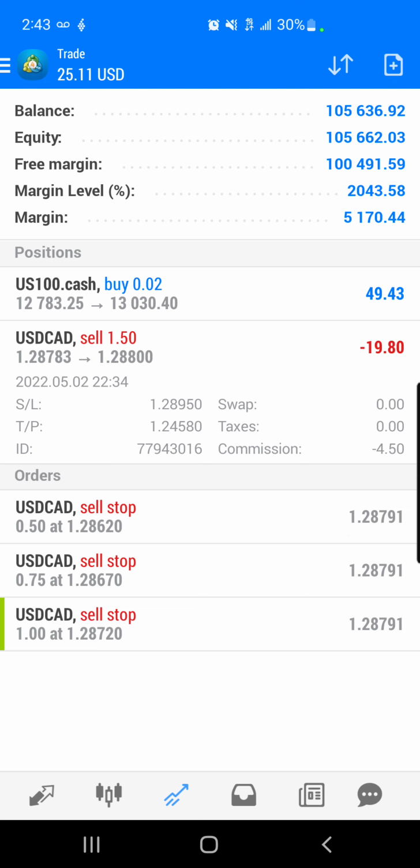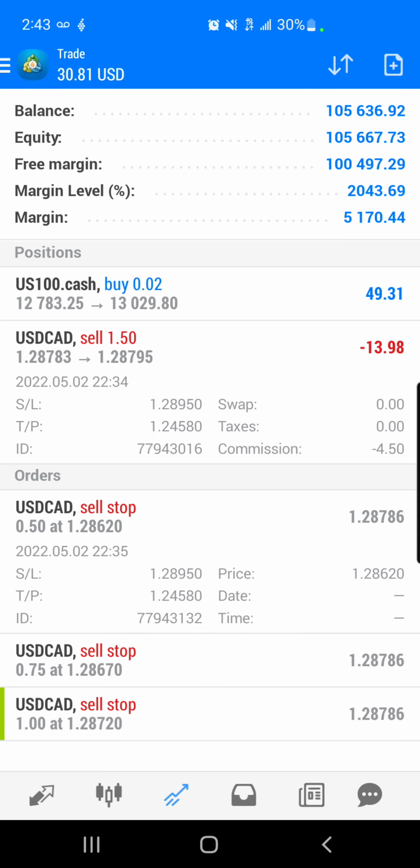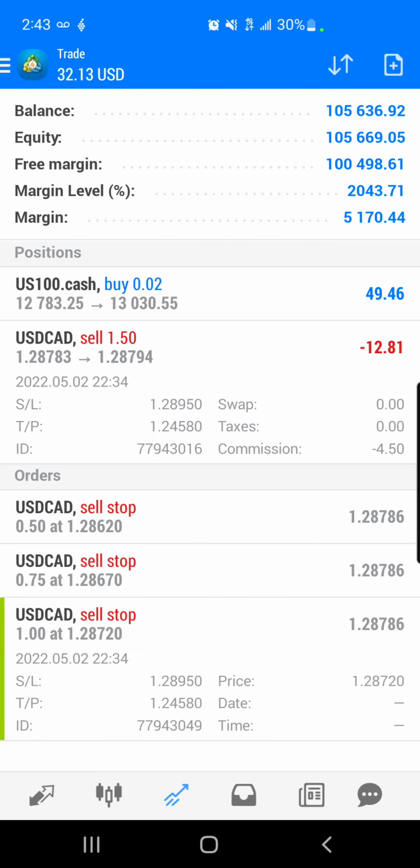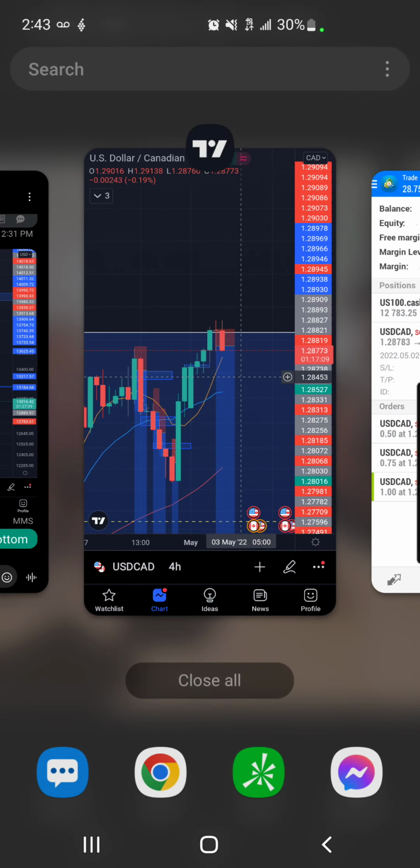Same thing here. I'm going to be scaling in with a one standard lot, 0.75 and 0.50, looking to go with the same parameters. So again, a 20 to 1 risk reward will put us all the way down to 1.2458. So I'm looking to gain on this.